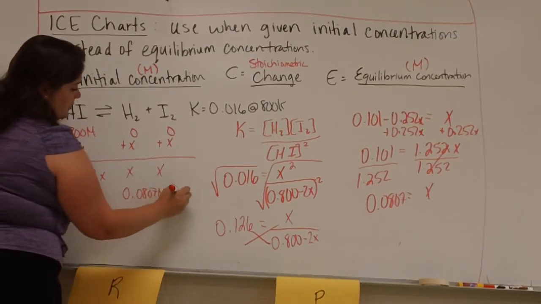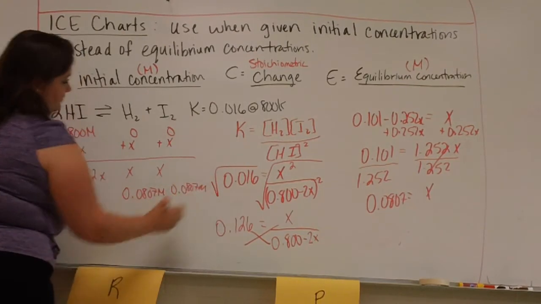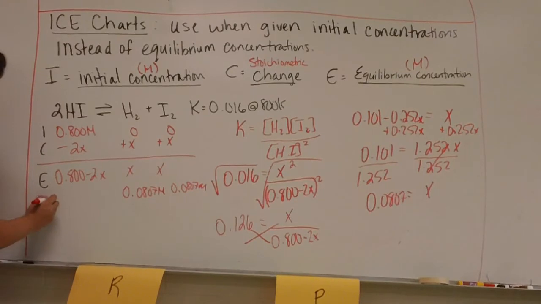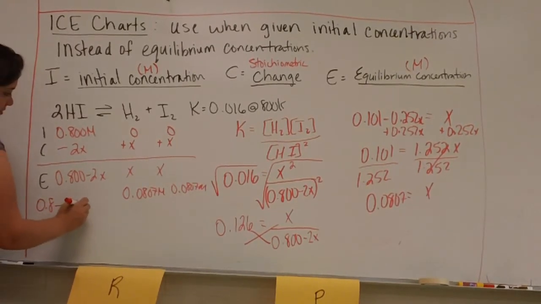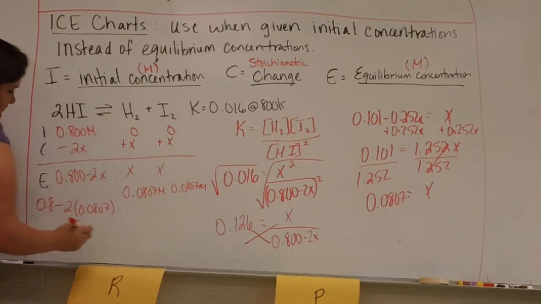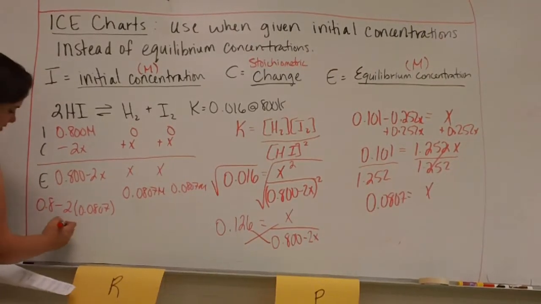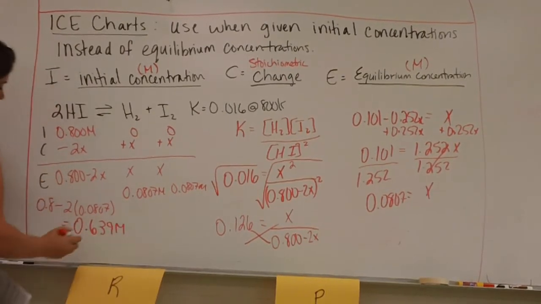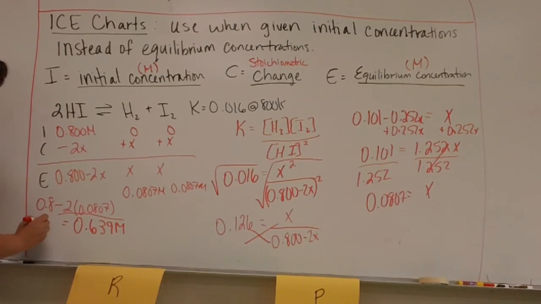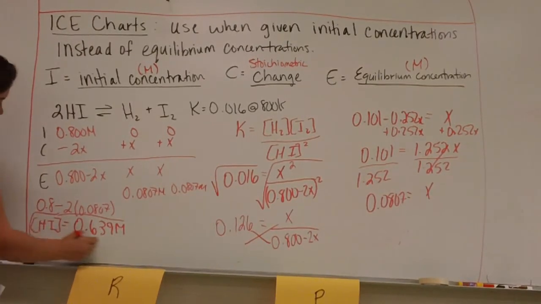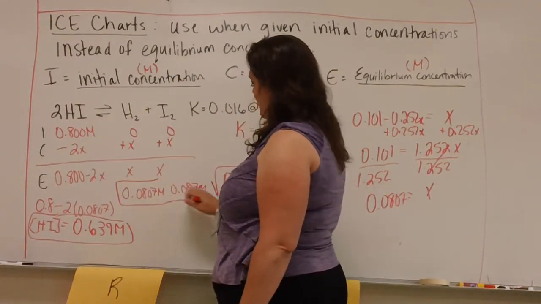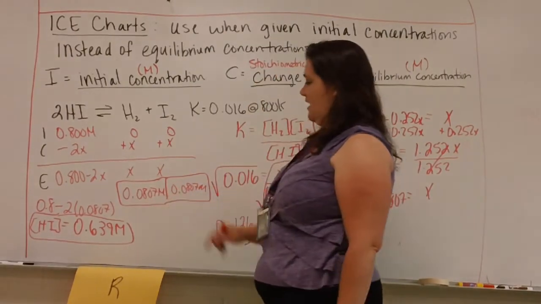So 0.0807 molar and 0.0807 molar. And then we have to determine what the equilibrium concentration is for HI. So it's going to be 0.8 minus 2 times x. So 0.8 minus 2 times 0.0807. And I got that to equal 0.639 molar. So the equilibrium concentration for HI is 0.639 molar, and the equilibrium concentration for hydrogen and iodine are both 0.0807.